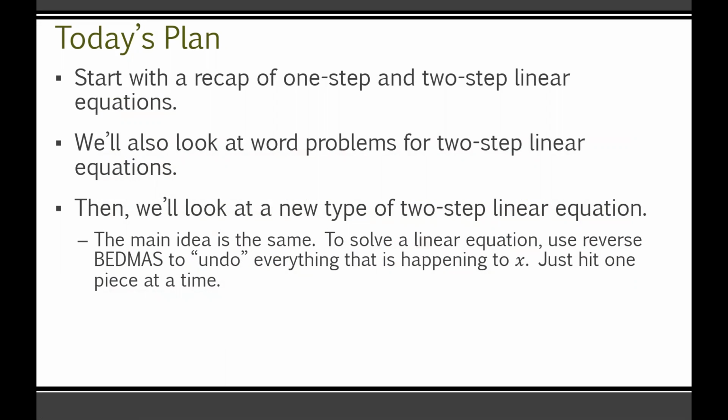To solve a linear equation, regardless of whether it's one step or two-step or whatever kind of two-step it is, you just use reverse BEDMAS in order to undo everything that is happening to the x. You just have to hit one piece at a time. So if we follow reverse BEDMAS, that means the first piece you're going to hit is the addition subtraction, then you're going to hit division multiplication, then exponent, and then brackets. Anyway, we'll worry about that when we get to it.